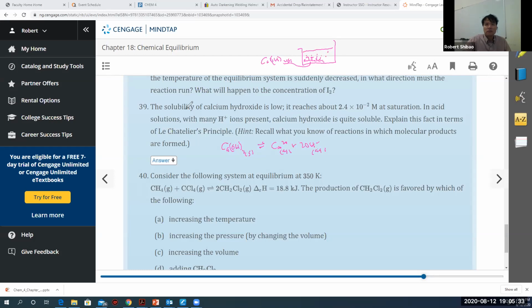And the other definition of solubility is the maximum amount of solute, calcium hydroxide, that I can dissolve in a given amount of solvent, water in this case.